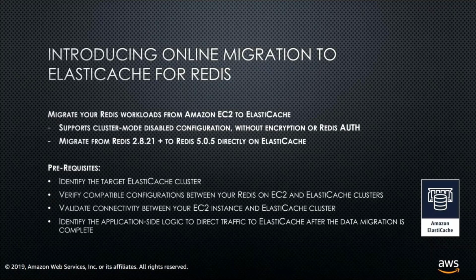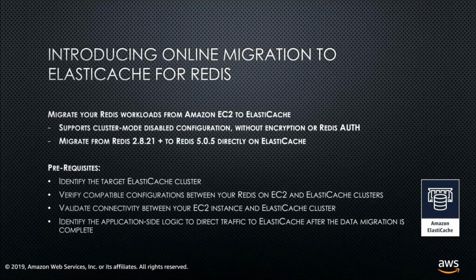Let's talk about prerequisites to this migration. There are only 4 requirements. First requirement, identify the target ElastiCache cluster. The online migration feature supports Redis 5.0.5 clusters in cluster mode disabled configuration that has Multi-AZ enabled and does not have encryption and Redis AUTH enabled. Second requirement, verify compatible configurations between your Redis on EC2 and ElastiCache clusters. Your Redis version can be from 2.8.21 onwards, and ElastiCache will migrate your data directly to Redis 5.0.5, which is the latest supported version in ElastiCache as of today.